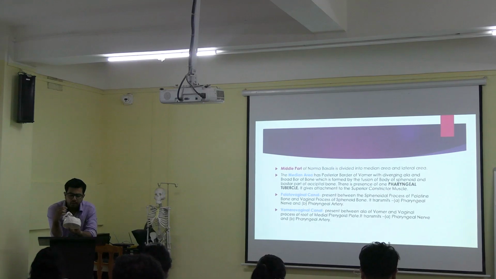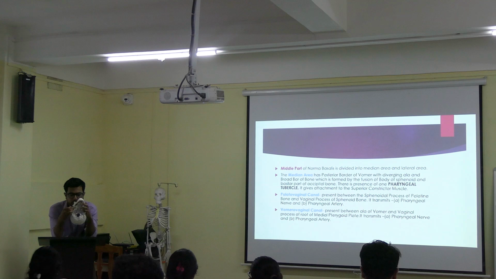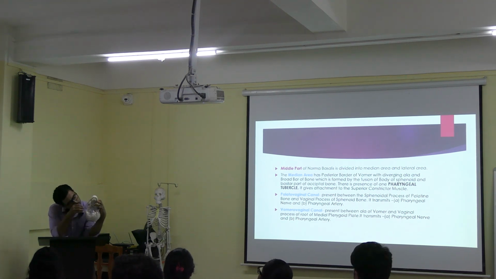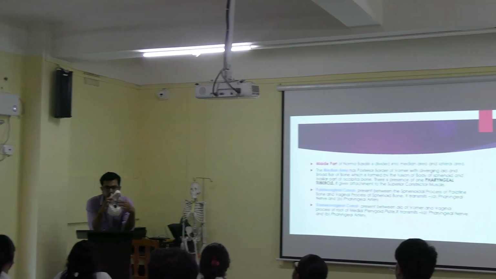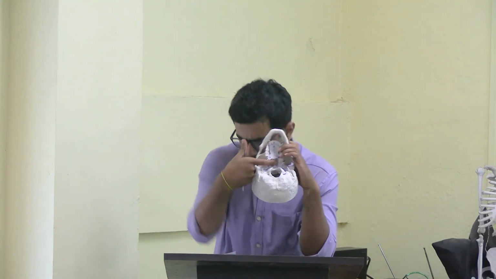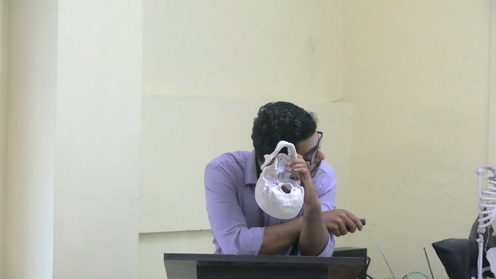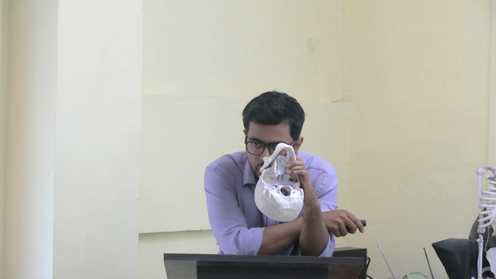Okay, in the middle part, from here to here, now we will divide this middle part into median area and lateral area. Now we will see what are the things we see in the median area. What are the bones that we see in the median area? This one is the bone called vomer. Okay, this part is the vomer.